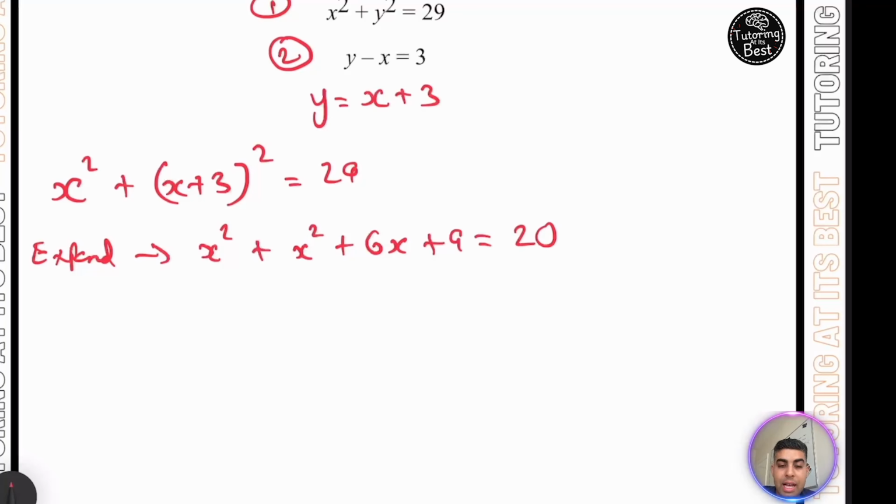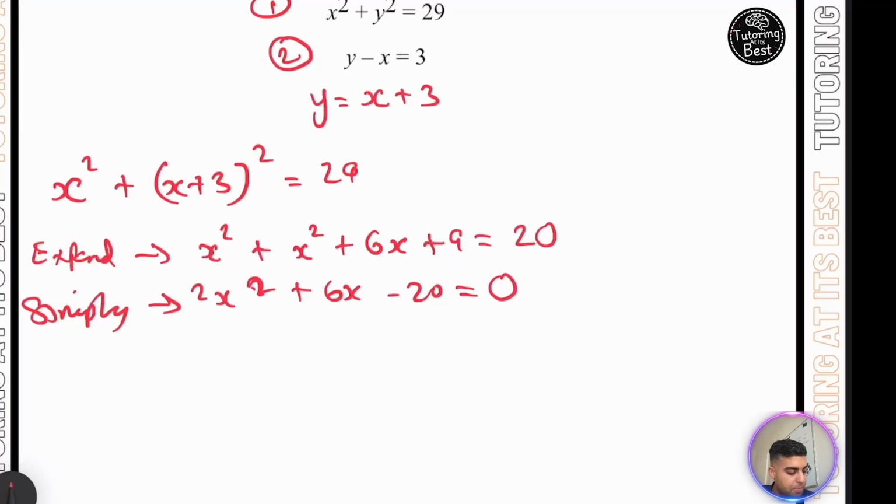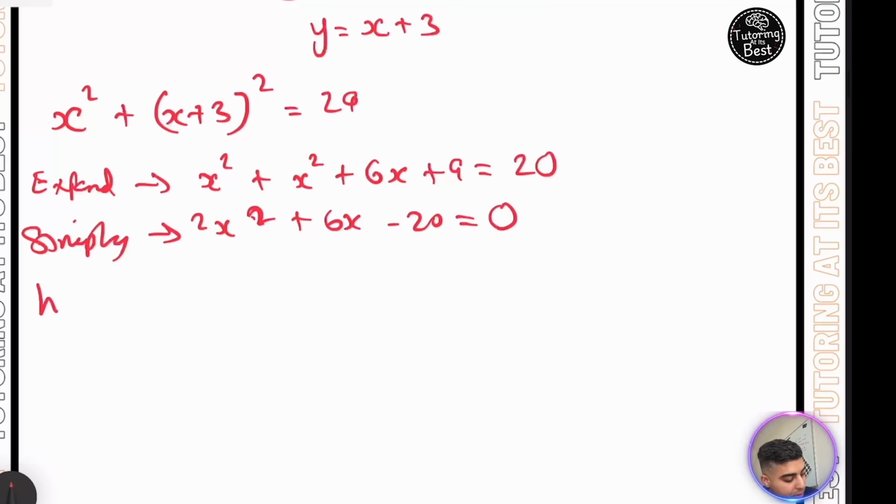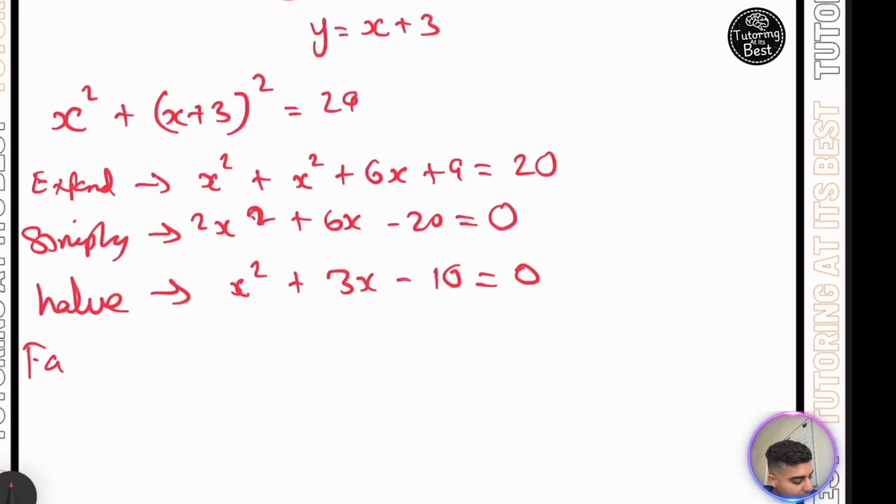Now I've gone ahead and done that. I'm going to simplify this. So by simplifying this right away, I'm going to be left with 2x squared plus 6x minus 20 equals 0. Remember, this is in the form of ax squared plus bx plus c. But again, we've got even numbers, so we can halve this, and we'll be left with x squared plus 3x minus 10 equals 0. We can then go ahead and factorize this right away.